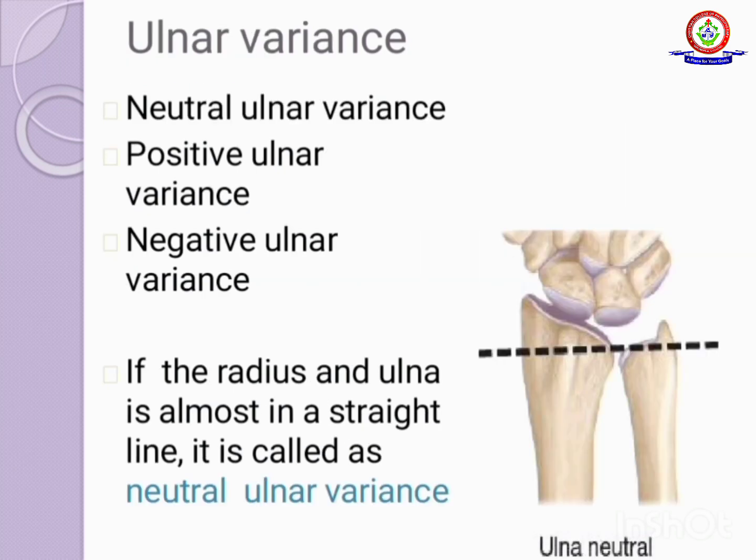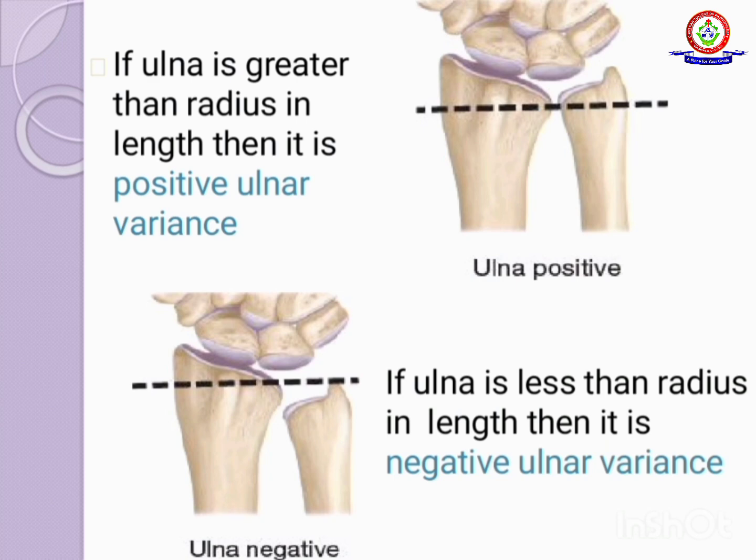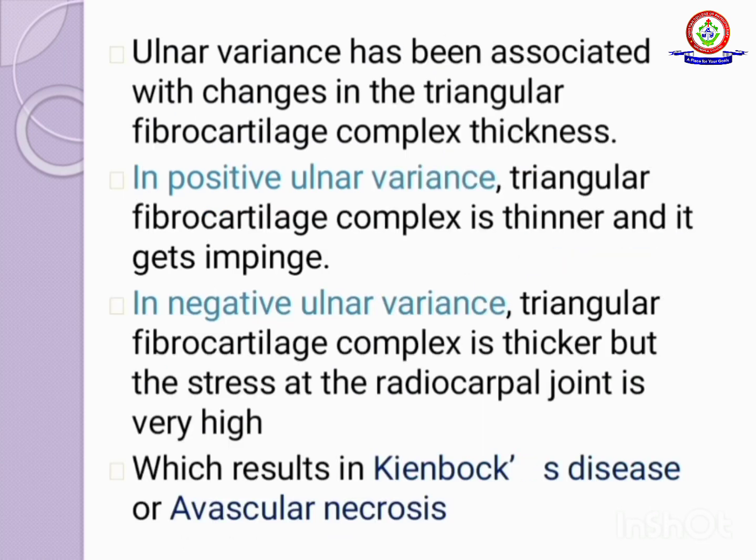Ulnar variance. There are three ulnar variances: neutral ulnar variance, positive ulnar variance, and negative ulnar variance. If the radius and ulna are almost in a straight line, it is called neutral ulnar variance. If the ulna is greater than the radius in length, then it is positive ulnar variance. If the ulna is less than the radius in length, then it is negative ulnar variance.